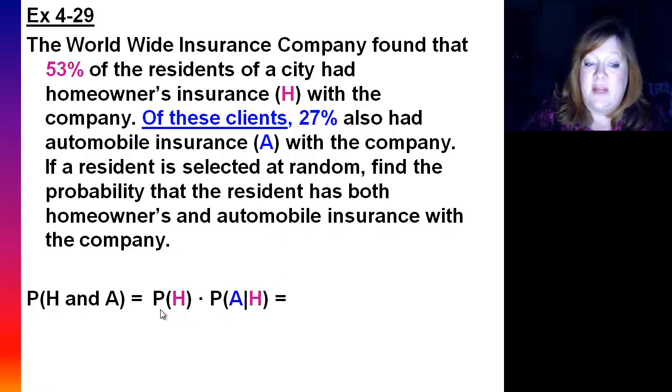So we're trying to find the probability of homeowners insurance times the probability of auto insurance given homeowners insurance. They already actually gave you both things here. 53% had homeowners, that's the probability of homeowners, and then out of those clients, automobile insurance, given that they had homeowners to begin with, is P of A given H. So you just multiply those two together and you end up with 0.1431. That's your probability of homeowners and automobile insurance if you select a resident at random.